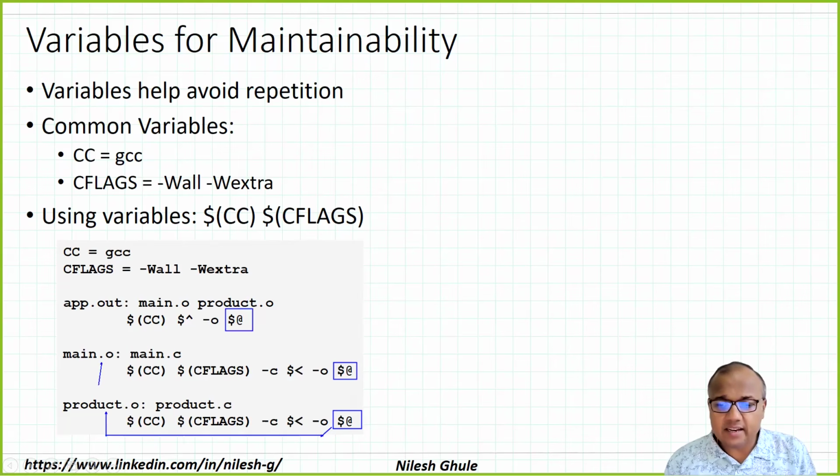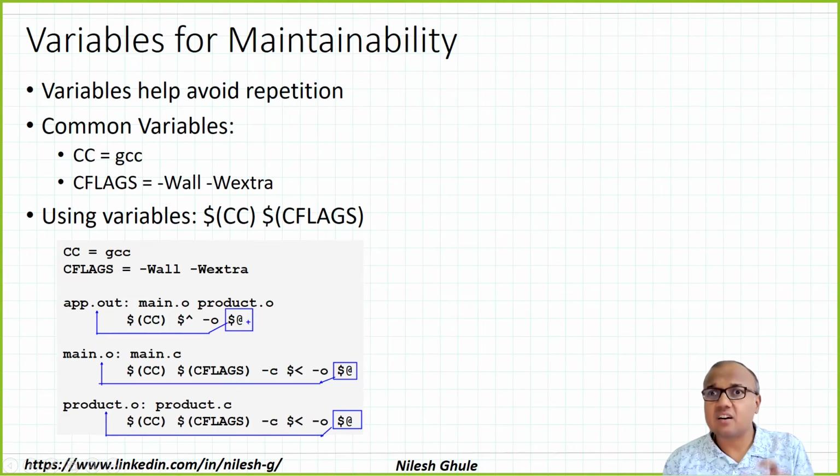In this command, the target is main.o. And in the earlier command, the target is app.out. So in general, $@ is representing the current target. Second, we have $<. $< represents the first dependency or first prerequisite. You may have multiple prerequisites like main.c, product.h, but $< is only the first dependency.